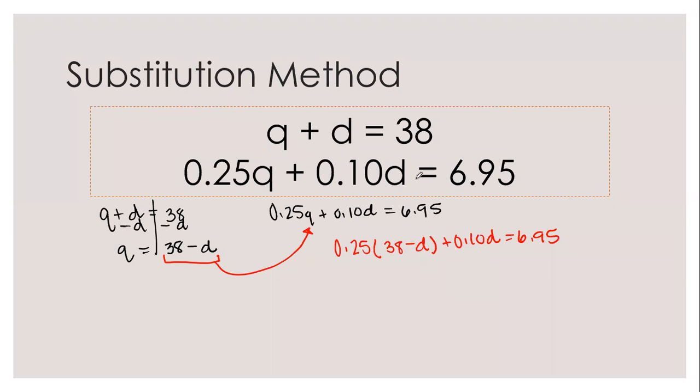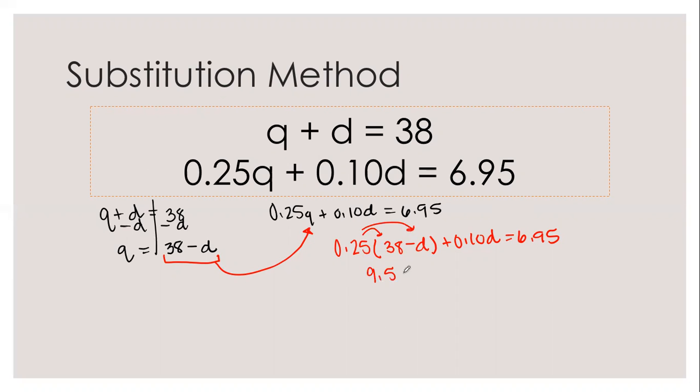Say it louder, please. Distribute. So now I'm going to distribute 0.25 to what's in the parentheses. Again, if we're going way too fast for you, please just speak up. I don't want to go too slow, but I want to make sure everyone understands. 0.25 times 38 is 9.5.